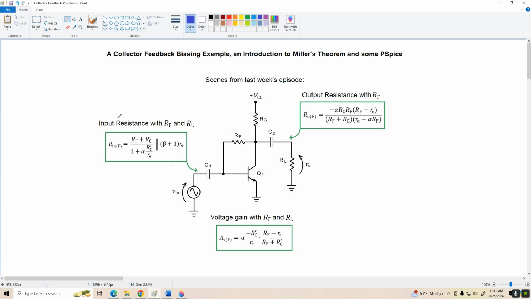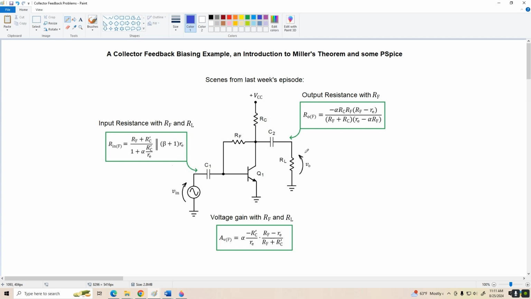Starting with the input resistance equation, this is the full accuracy version. We're including the load resistor in this calculation, so we're using R prime C in this equation. If we analyze the circuit with no load, if we remove RL, we would just replace R prime C with RC. All right, the output resistance is a fairly complex equation.